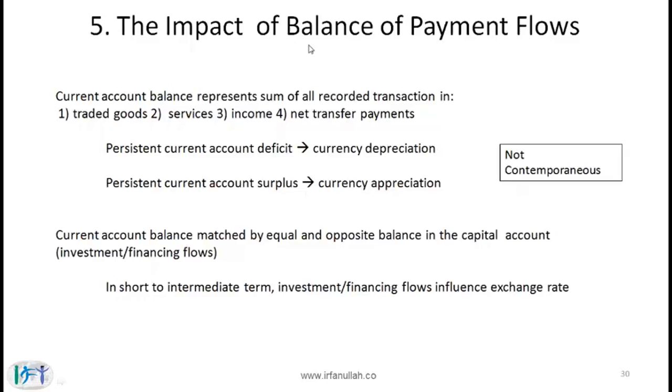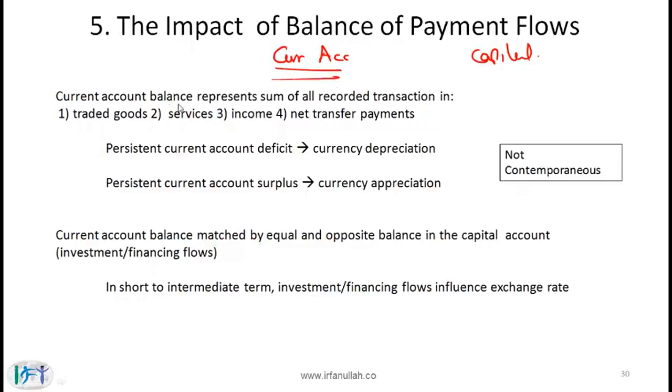And simplistically speaking, balance of payments can be broken into two parts: the current account and the capital account. In level 1, we studied this in a fair amount of detail, but here at level 2, we are just looking at current account and capital account rather simplistically, and focusing on the impact of current account and capital account surpluses and deficits on currency appreciation and depreciation. So let's take the current account.